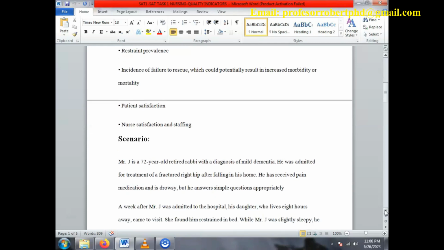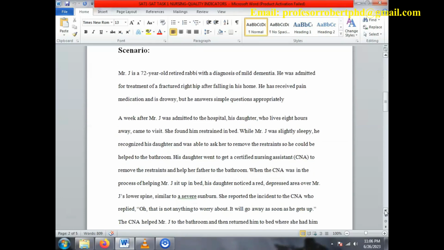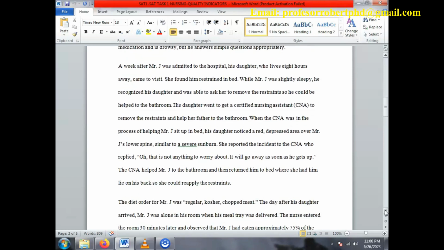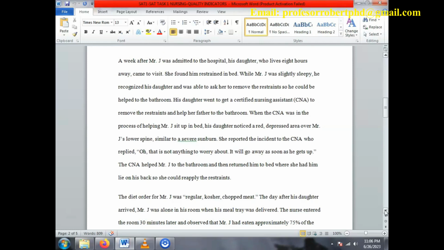Scenario: Mr. J is a 72-year-old retired rabbi with a diagnosis of mild dementia. He was admitted for treatment of a fractured right hip after falling in his home. He has received pain medication and is drowsy, but he answers simple questions appropriately. A week after Mr. J was admitted to the hospital, his daughter, who lives 8 hours away, came to visit. She found him restrained in bed. While Mr. J was slightly sleepy, he recognized his daughter and was able to ask her to remove the restraints so he could be helped to the bathroom.